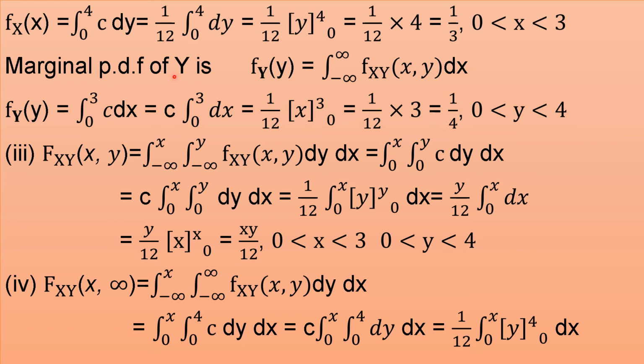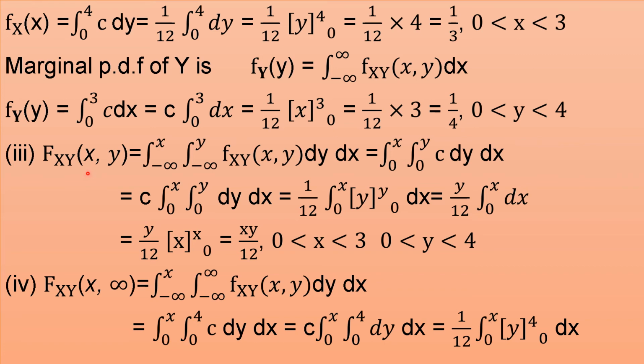Marginal probability density function of y means fy of y. Now integral from minus infinity to plus infinity of the joint probability density function, with respect to x. And x varies from 0 to 3, so the integral will be 0 to 3. fxy of x comma y is c, which is 1 by 12, kept outside the integral sign. Integral dx means x, differentiate the upper and lower limit. 3 minus 0 is 3. So 1 by 12 into 3, or 1 by 4. Fy of y is 1 by 4 for y values between 0 to 4.